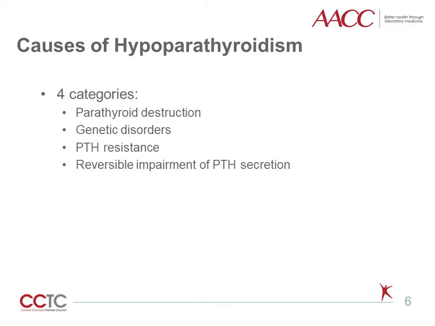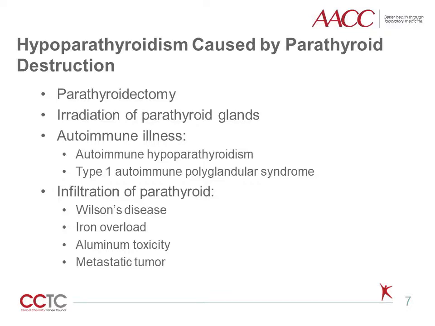The causes of hypoparathyroidism can be split into 4 categories that often overlap: parathyroid destruction, genetic disorders of PTH synthesis and action, PTH resistance, or reversible impairment of PTH secretion. The most common cause of hypoparathyroidism is parathyroid destruction. It can occur in several ways. First, destruction can occur through iatrogenic causes such as parathyroidectomy or irradiation.